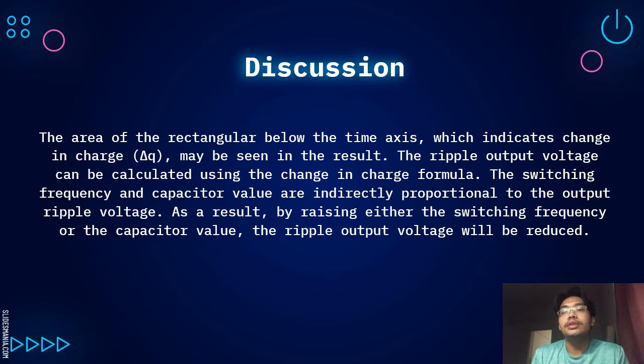For the discussion, the area of the rectangle below the time axis, which indicates changes in charge delta Q, may be seen in the result. The ripple output voltage can be calculated using the change in charge formula. The switching frequency and capacitor value are inversely proportional to the output ripple voltage. As a result, by raising either the switching frequency or the capacitor value, the ripple output voltage will be reduced.